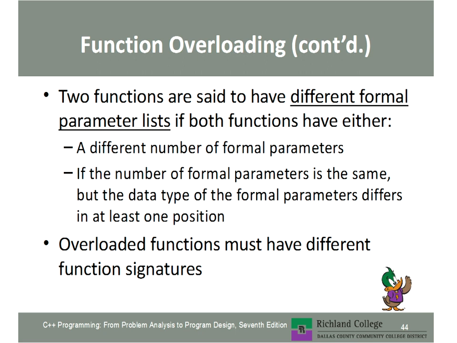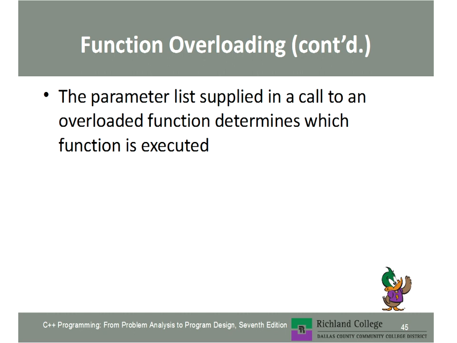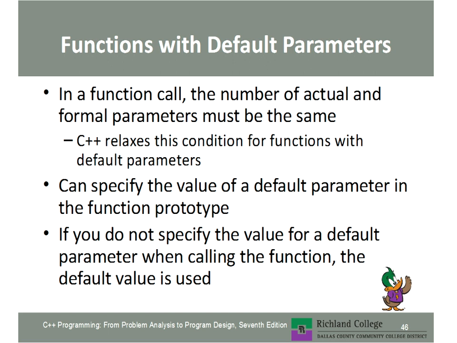Two functions are said to have different formal parameter lists if both functions have either a different number of formal parameters, or, if the number of formal parameters is the same, the data type of the formal parameter differs in at least one position. Overloaded functions must have different function signatures. What is a signature? Name and the parameter list. The parameter list supplied to a call to an overloaded function determines which function is executed.